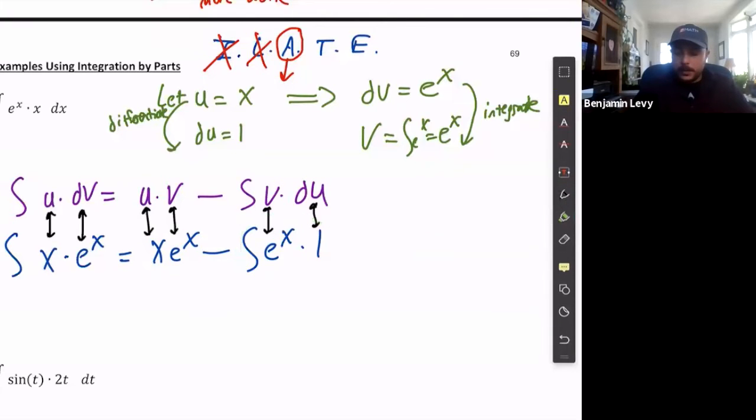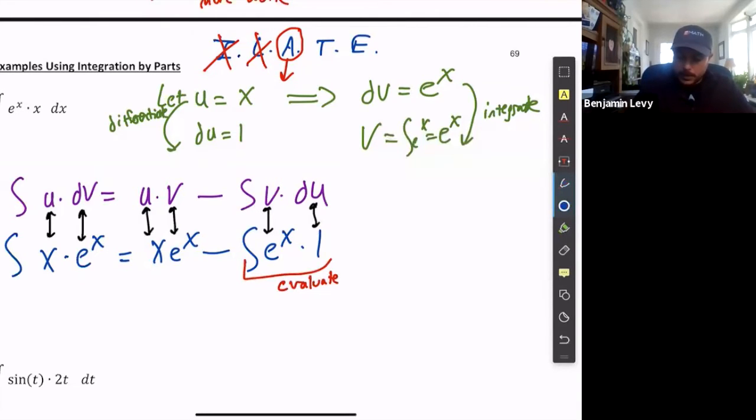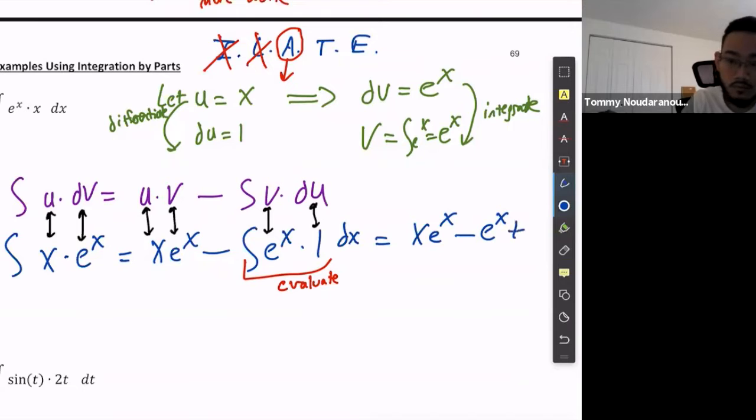We would do this integral. Evaluate that. That's a dx situation, by the way. And so that's pretty easy, right? That just becomes x e to the x minus e to the x. And what do we throw on the end after we finish off an indefinite integral? Plus c.